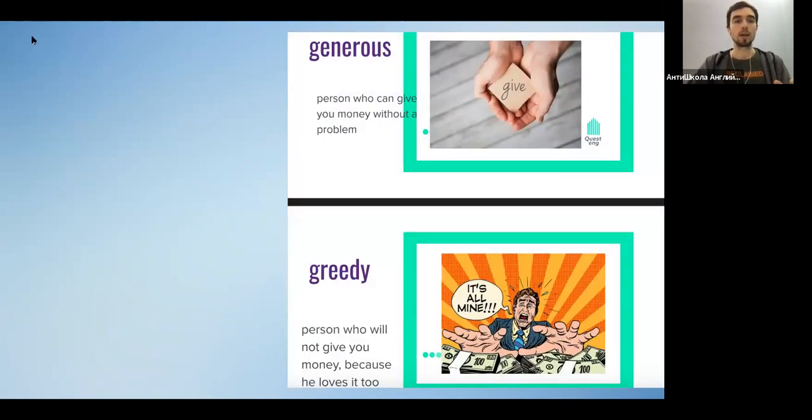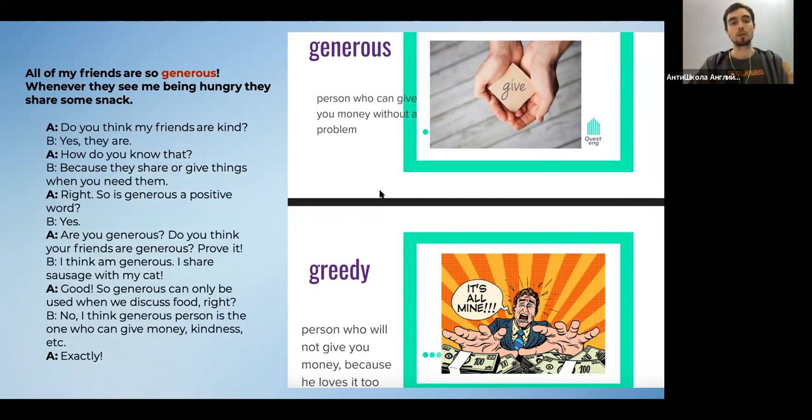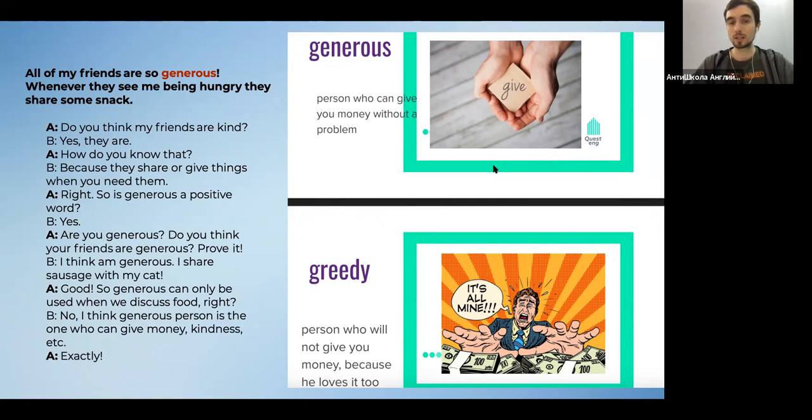Okay, so what do we have here? Another example. All of my friends are so generous. Whenever they see me being hungry, they share some snacks. And here it goes. Do you think my friends are kind? And I can possibly ask Maria. There was a Maria, yeah? Yeah, I am Maria, for example. Okay. Do you think my friends are kind?